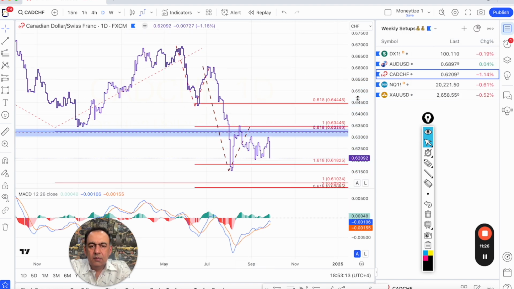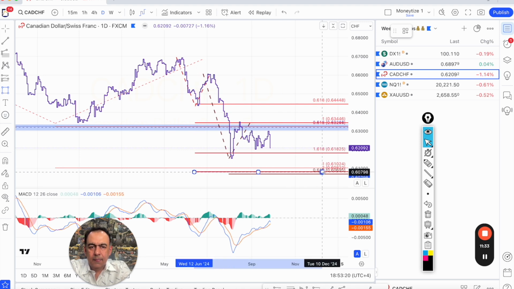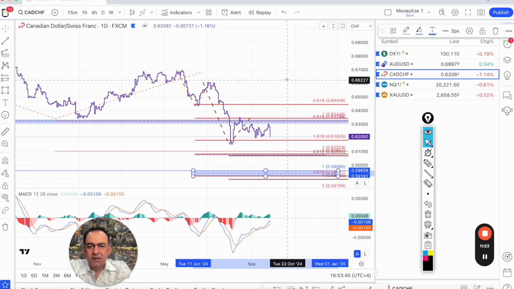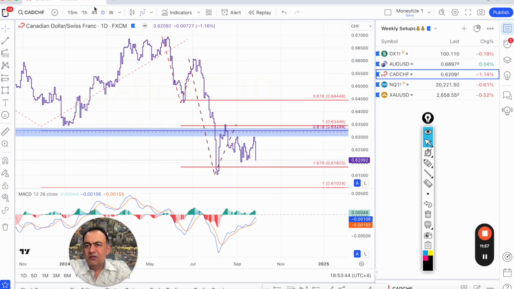Now let's find the magnetic zones here. So the next magnetic zone is here. If it keeps rolling down, I can expect it to reach 0.6069 on the basis of the magnet created here. And the next one should be around 0.5959 to 0.5920. So these are the upcoming downward targets.